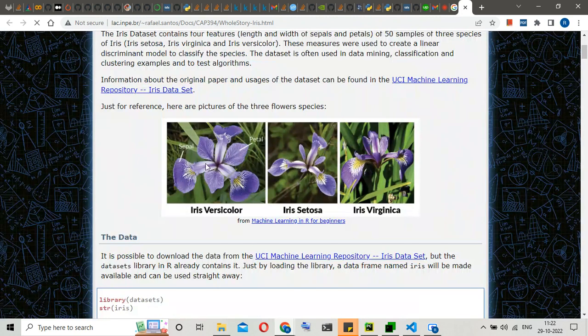Will the machine learning predict correctly? Can they predict or not? You can see all three look the same, but they are three different species of the flower. So these are the types of problems you also want to solve.